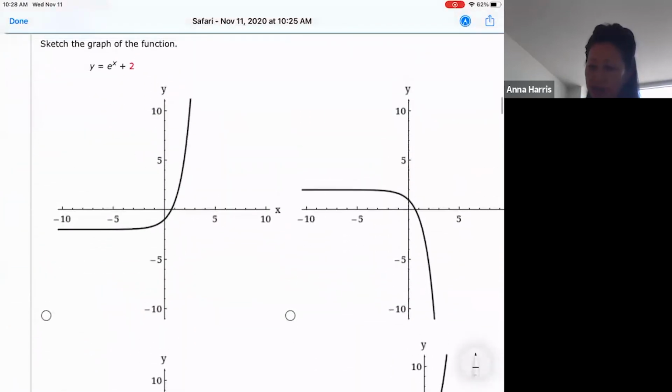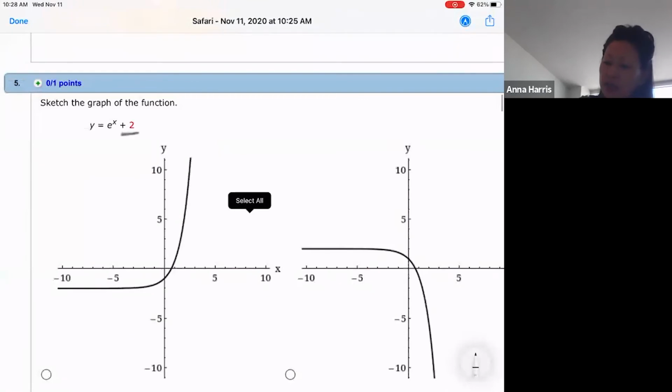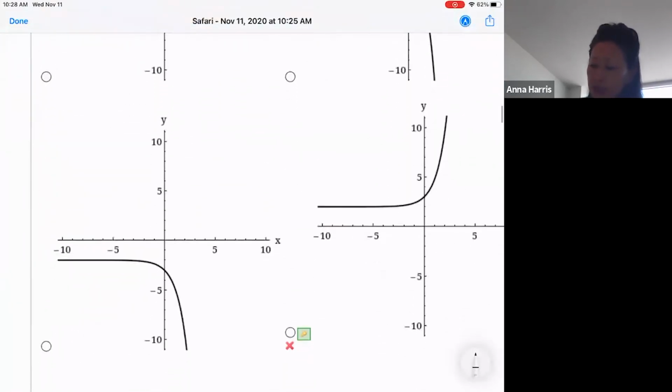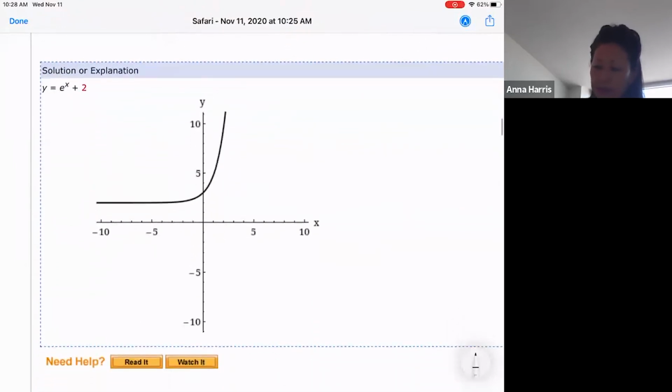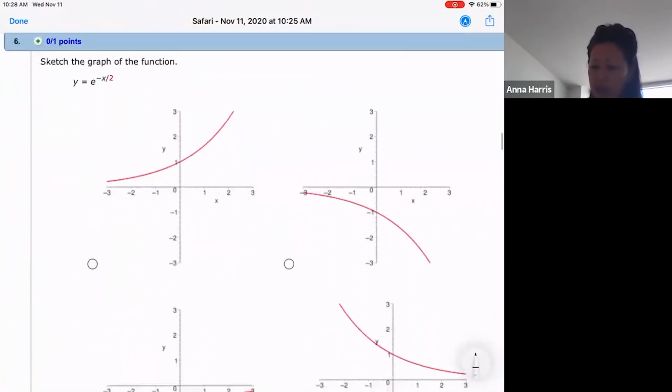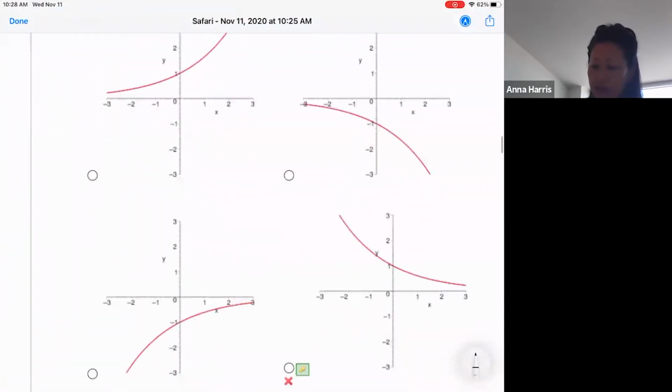So you can graph that. That means it starts at 2. So you need to make sure that 2 is right here. 2, so this is the graph. Okay. Sketch of the graph, you can do that.